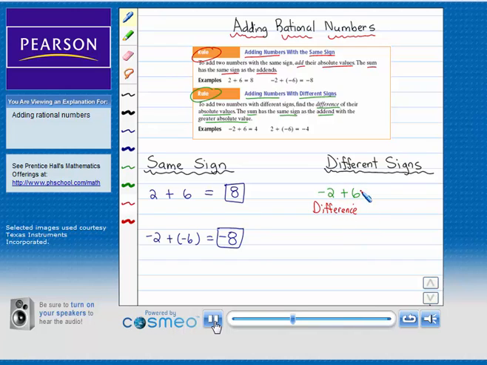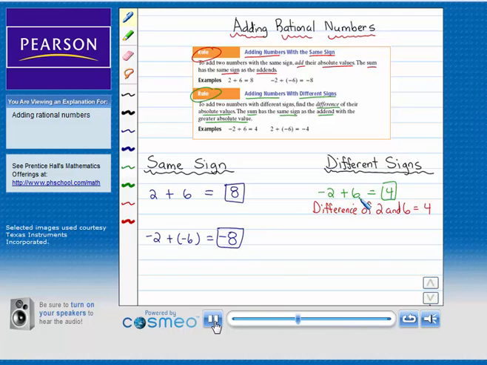of their absolute values. The absolute value of a negative 2 is 2, and the absolute value of a positive 6 is 6. The difference between 2 and 6 is 4. So therefore, I'm going to assign this number the same sign as the addend with the greater absolute value. This is the greater absolute value here, and it's positive. So therefore, this difference of 4 is going to be positive. So negative 2 plus 6 is equal to 4.